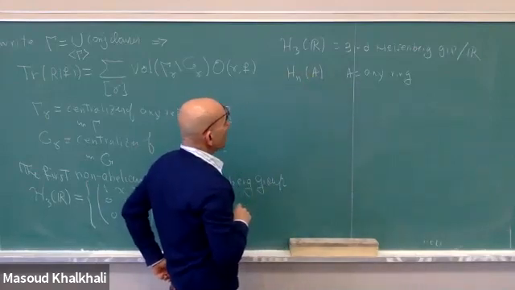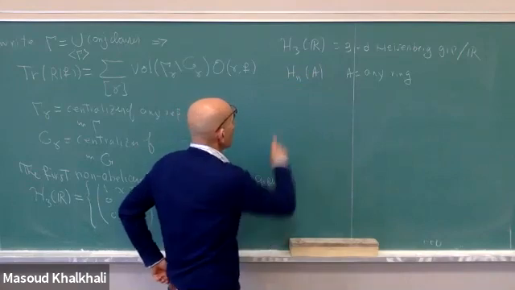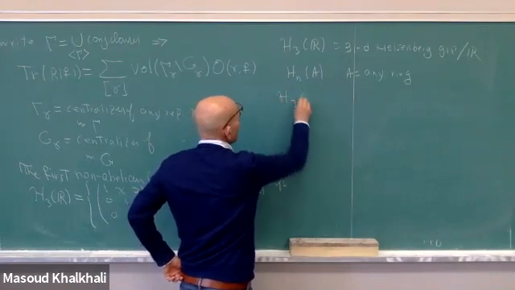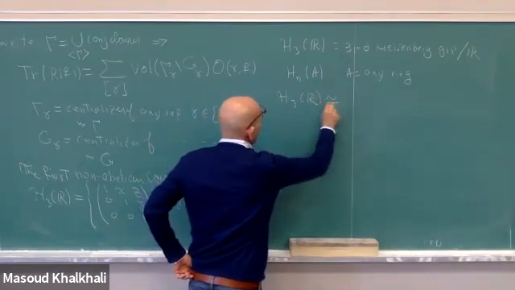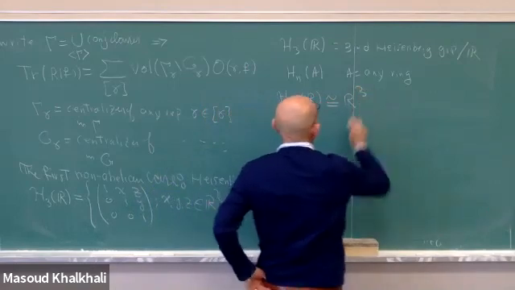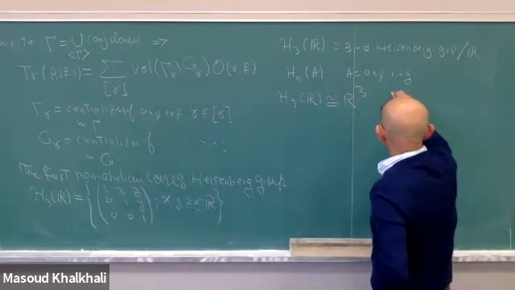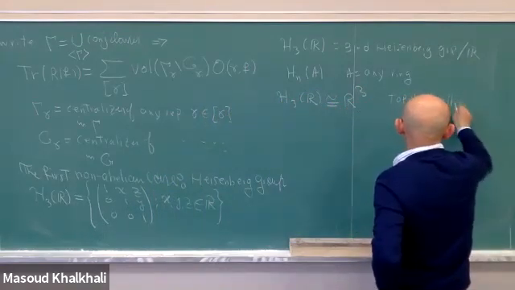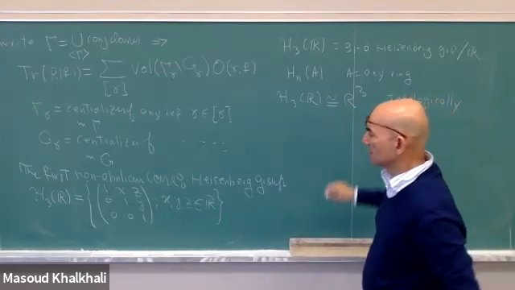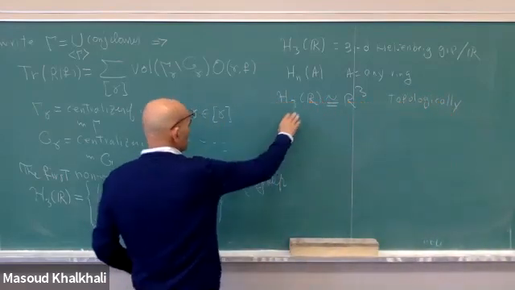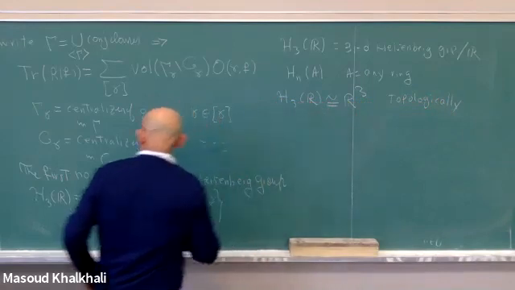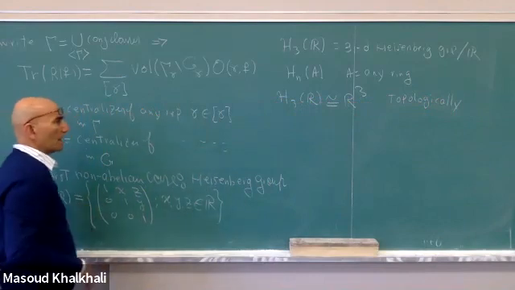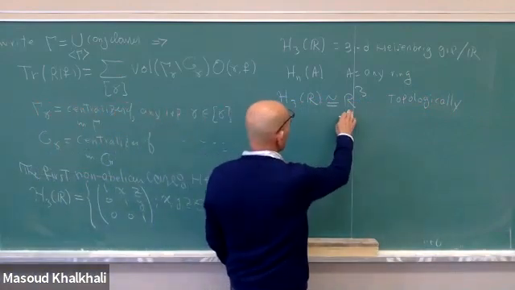Now this Heisenberg group, H3 of R, is topologically isomorphic to R3. Even smoothly, there's a smooth map from here to here. These x, y, z are global coordinates on this manifold. So as a manifold, it has a very simple structure, R3.